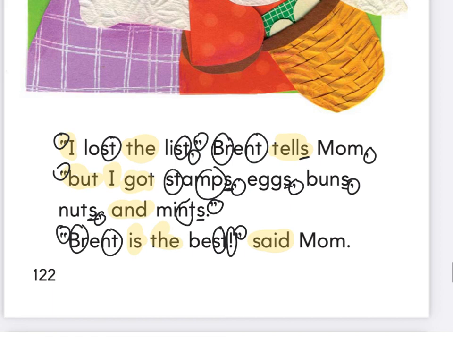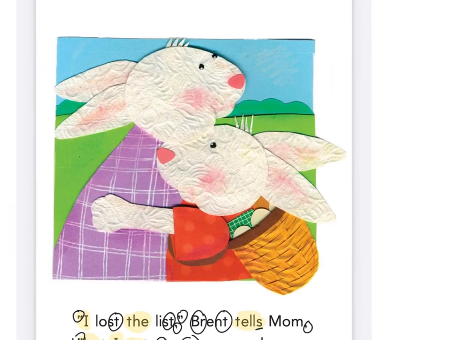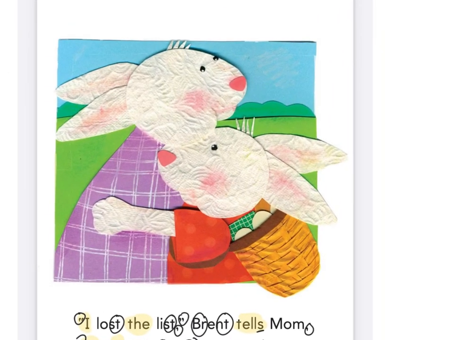Okay, so why is there a comma between stamps, eggs, buns, nuts? Remember we talked about this. Yes, because when it's a list of things, we put a comma between so that we know it's different things. Like, hopefully you don't have stamps, eggs, or buns, nuts. We're going to put a comma between so we know it's different, separate things. Good. So he told Mom that he lost the list, right? Why did she say that he's the best? He still knew what to get, even though he lost the list.